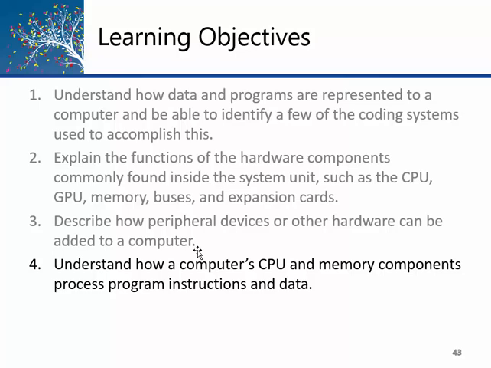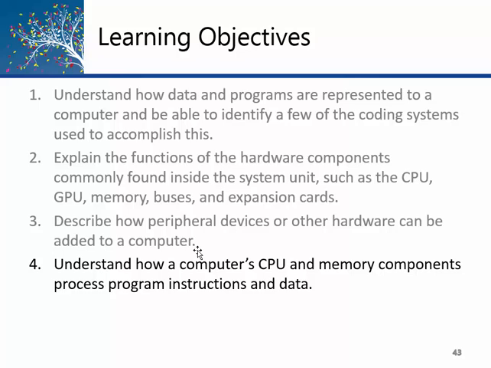Now, number 4, understand how a computer's CPU and memory components process program data instructions. I mentioned that we were talking about the CPU and memory before, and we were going to come back to it. Well, now we're coming back to it. The CPU and memory work together. They are like a buddy team because the CPU is what does the logic. It knows how to add 3 plus 5 and get 8. It knows that 3 is less than 4. So it can do math and it can do logic.